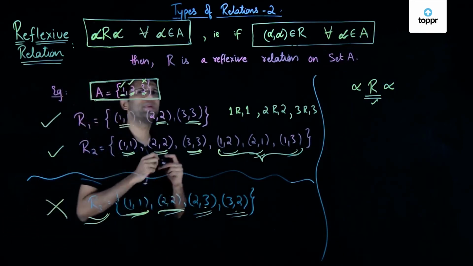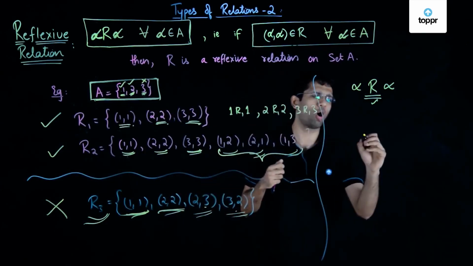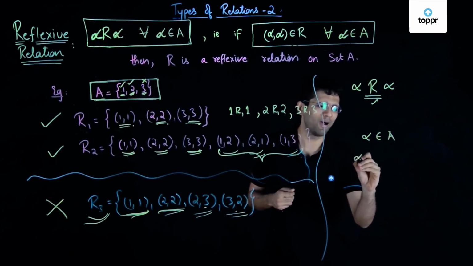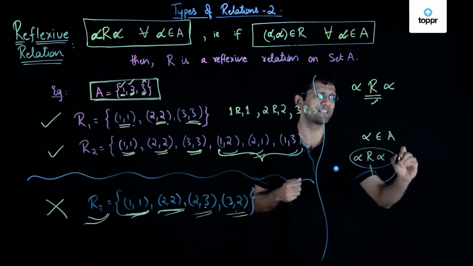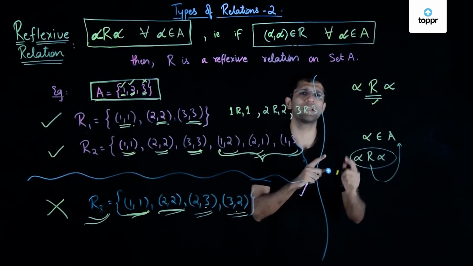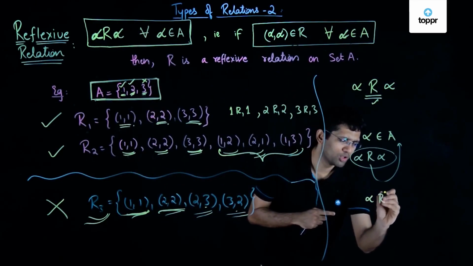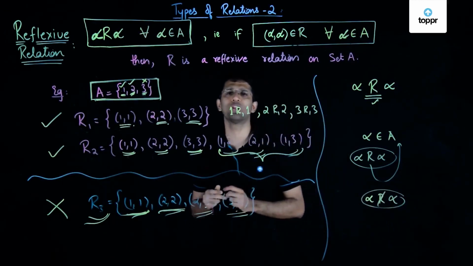So for a relation to be reflexive, it should satisfy the condition that for all elements alpha that belong to the set capital A, alpha is related to alpha, and then we say that R is a reflexive relation. And another thing to note is, even if for one single alpha, that is even if for one element of set A, we have alpha not related to itself, then we say that the relation R is not reflexive on the set A.